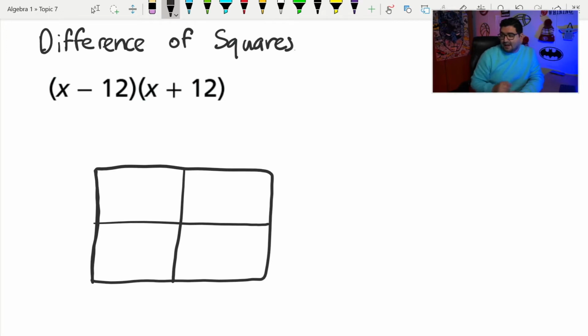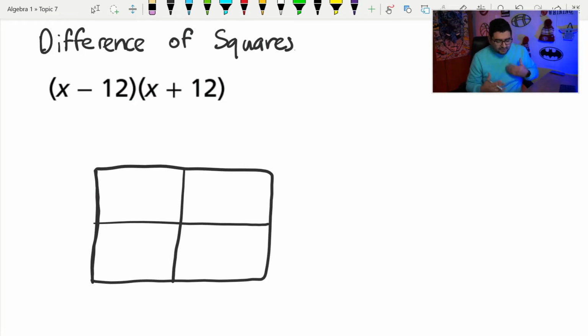In order to identify when I'm allowed to use the difference of squares, you're looking for a problem that looks somewhat like this. You have the same variables and the same numbers, but the only thing that's different is that one of them is x minus 12 and the other one is x plus 12. So they're almost identical except one of them is subtracting and the other one is adding. When this happens, you're going to see that something special happens after we multiply.